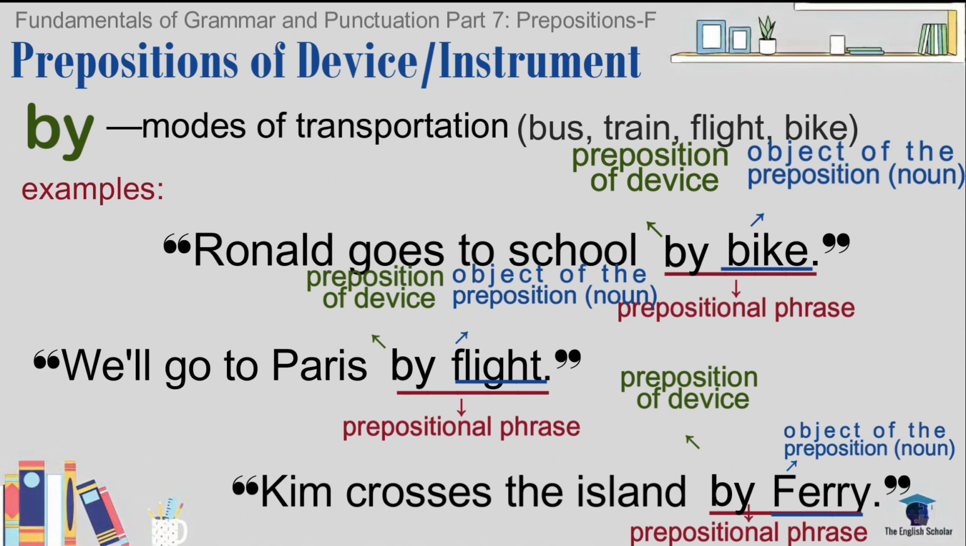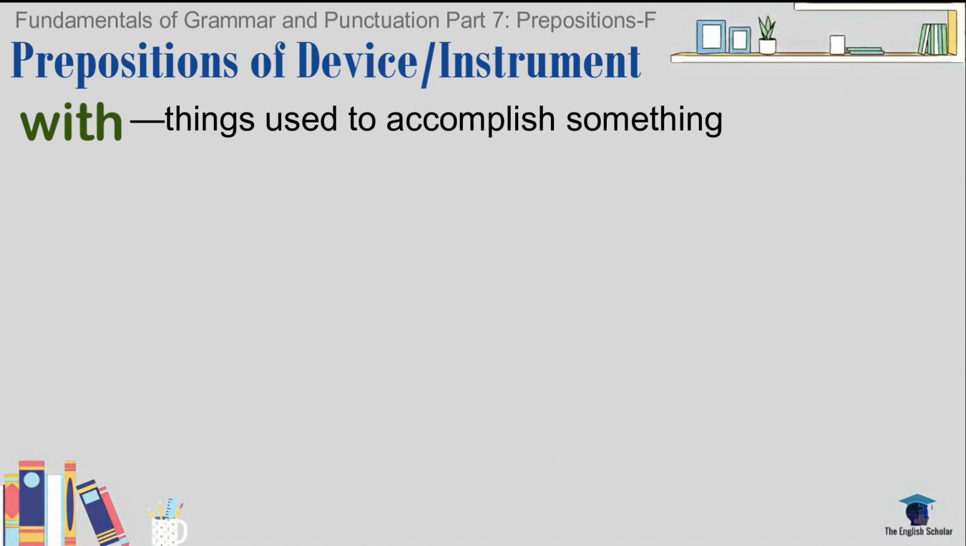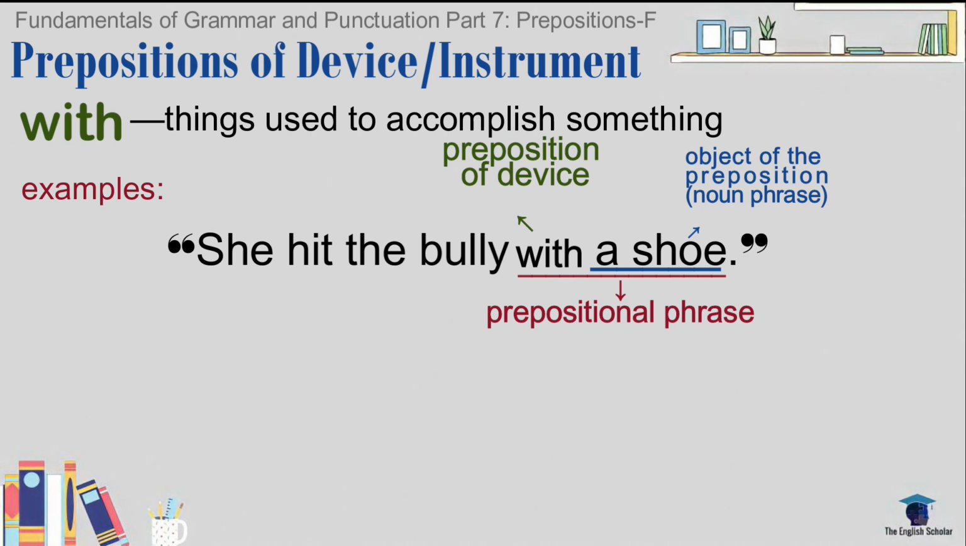Bike, plane, and ferry are modes of transportation, so we used by to show that they are being used to reach a certain destination. On the other hand, the preposition of device with is used for things used to accomplish something. Example: she hit the bully with a shoe, meaning she used a shoe to hit the bully.